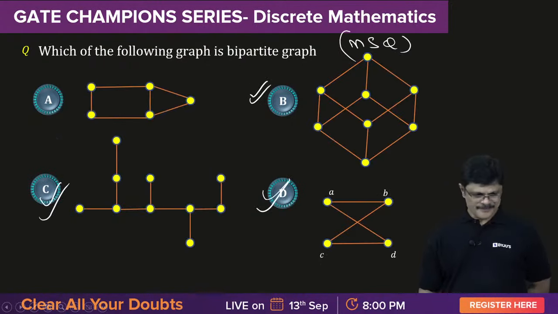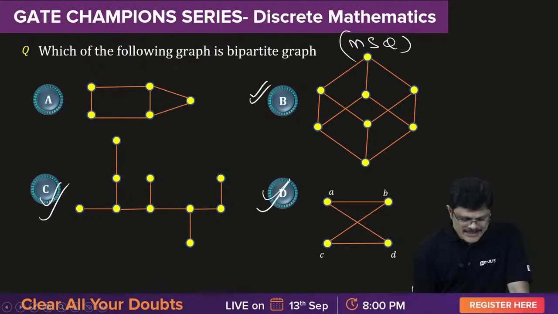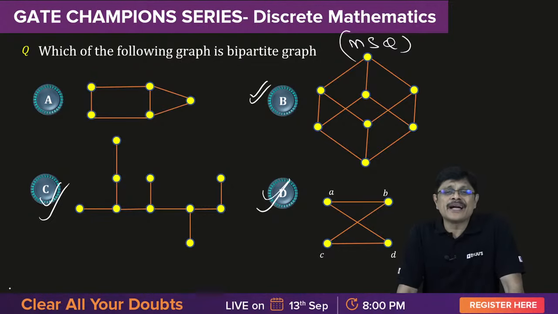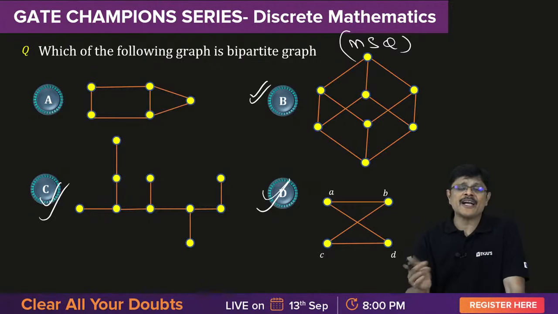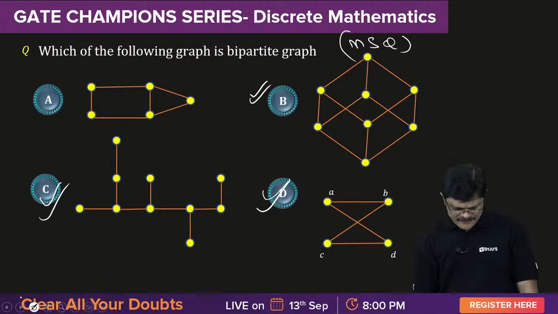How is D bipartite? See, the idea of a bipartite graph is that you can partition the vertices in such a way that vertices in the same set do not have adjacency. Only vertices in different parts are adjacent. I'll make it for you, don't worry.